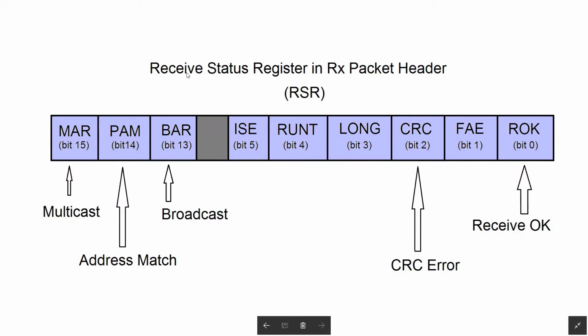So this is the content of the receive status register in your receive buffer. It has bits that indicate what kind of packet was received. Was it a multicast, was it a broadcast, or was it sent exactly to the MAC address of this network adapter? Over here we have some error flags and a receive status.